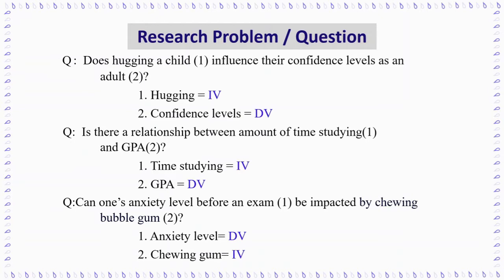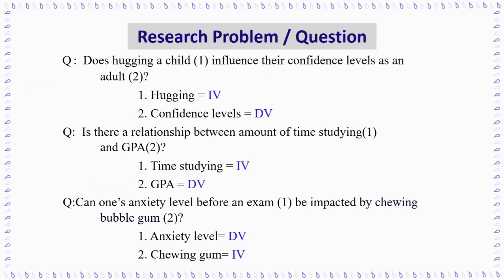So, looking at the first question, does hugging a child influence their confidence levels as an adult? Hugging is the independent variable. This is the thing that we're measuring. And we're curious if that is what is influencing the other variable. So the confidence levels as the adult would be dependent on the hugging.